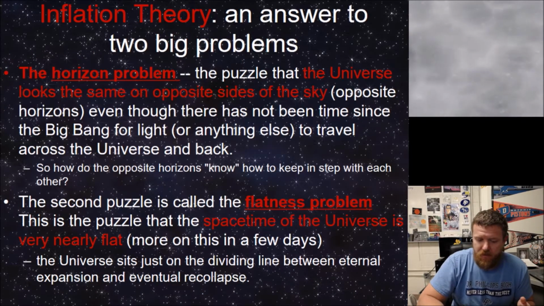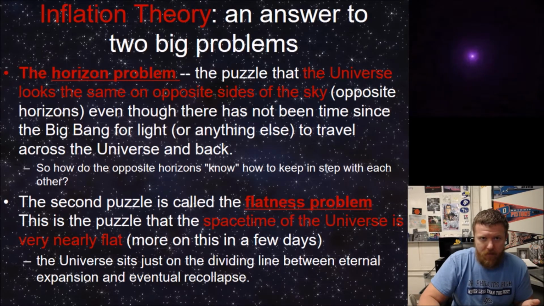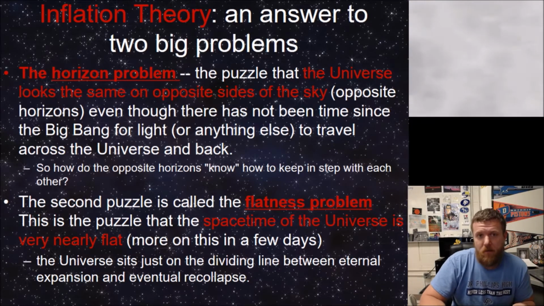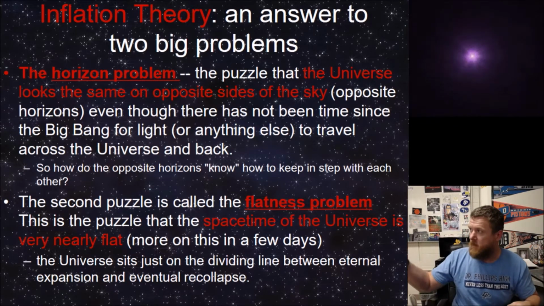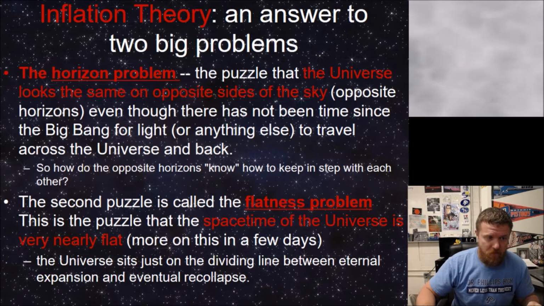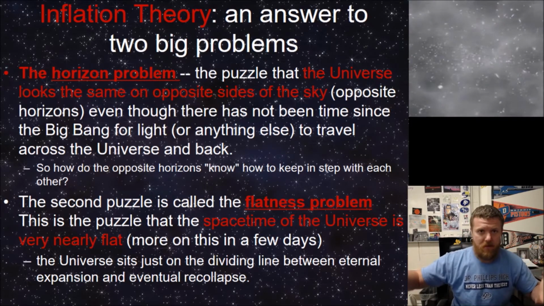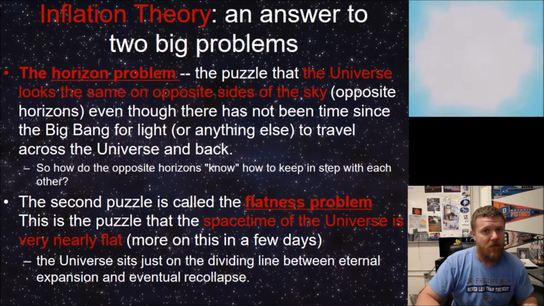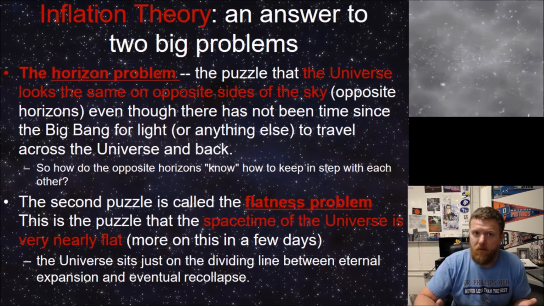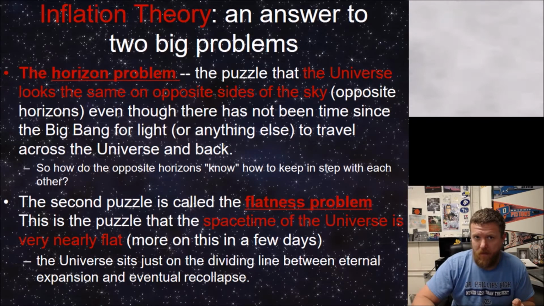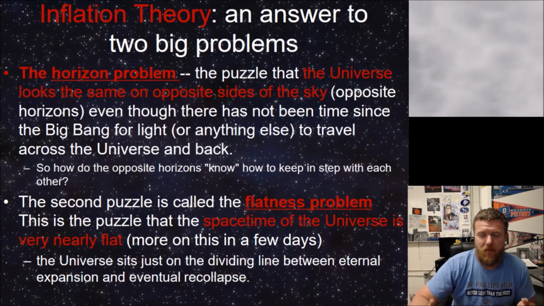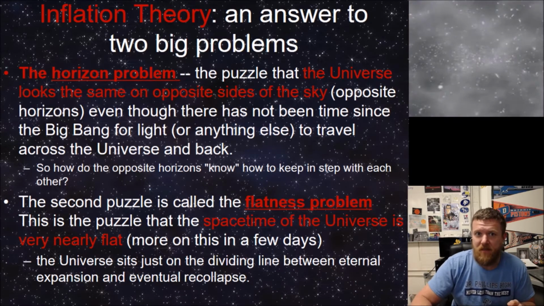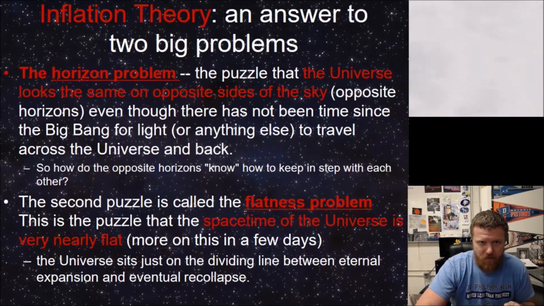If inflation is as crazy as it seems, why do we think that it happened? Well, there's two problems that this actually solves. The first is the horizon problem, which very simply means that if you look in that direction versus that direction, the universe looks exactly the same. It looks the same in that horizon as it does in that horizon. The second is the flatness problem, which tells us that the universe is very nearly flat. There's going to be more on that in a few days when we talk about what's going to happen in the future, but it has to do with the shape of the universe and how much stuff is in the universe. So let's go through these real quick.